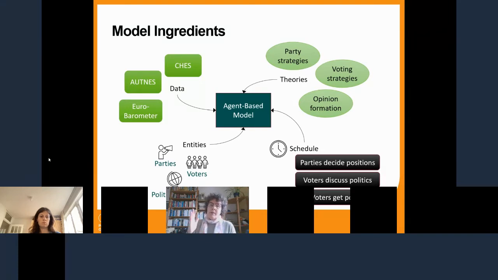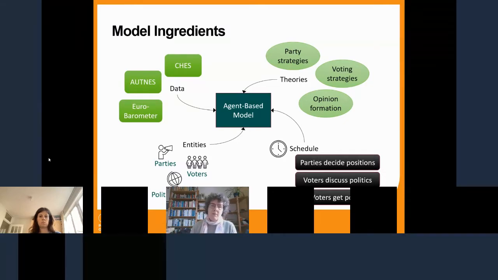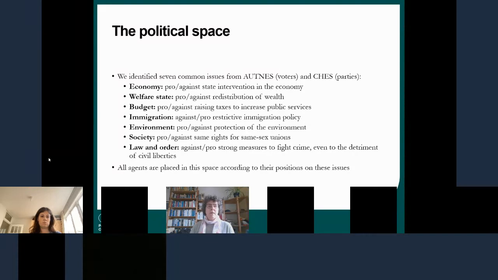So each step, parties decide on their new policy positions, then voters discuss politics with each other, and they get polled so that they decide which party they would vote for if there was an election now. I have some additional slides for this information.